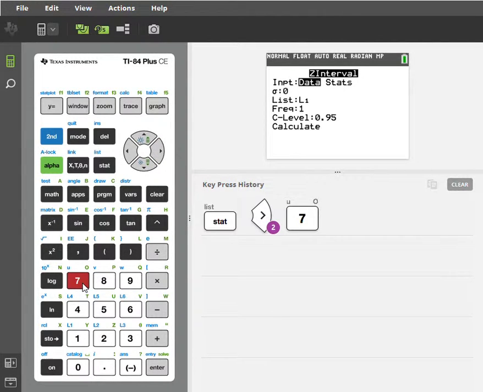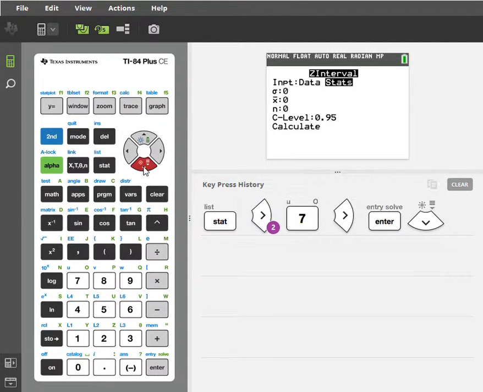Now, if we had entered data into our lists, then we would use the data that is flashing here for you. That's not what we're doing. For this problem, we were given our summary statistics. We were given mean, standard deviation, all that good stuff. So we are going to go ahead and arrow over to stats and hit enter to say we are using the stats given. We are not finding those little pieces from the data. So once you hit enter on stats, you can arrow down.